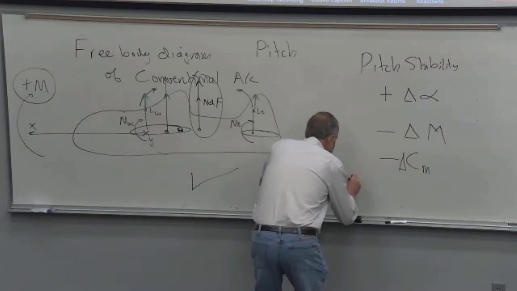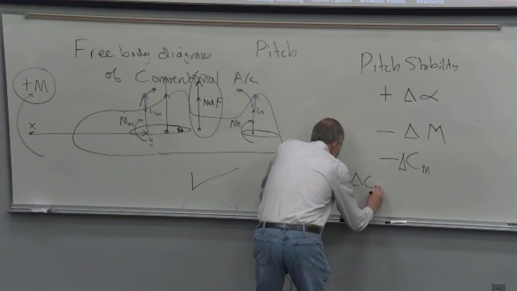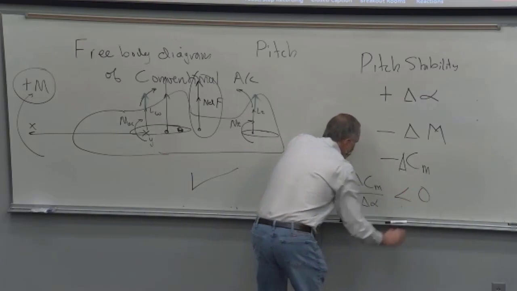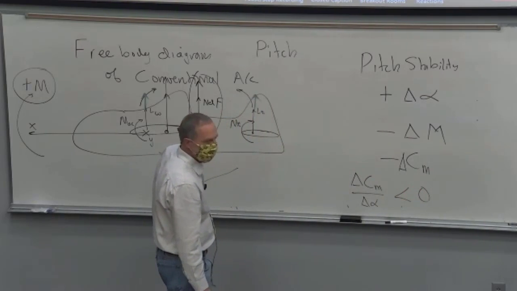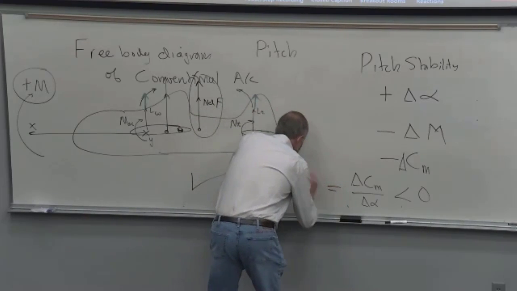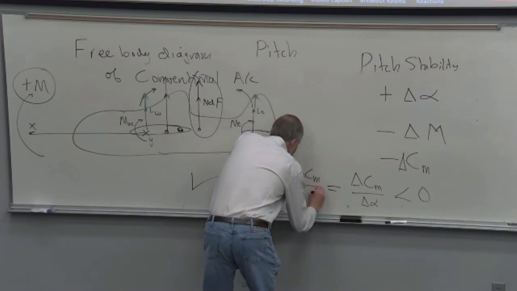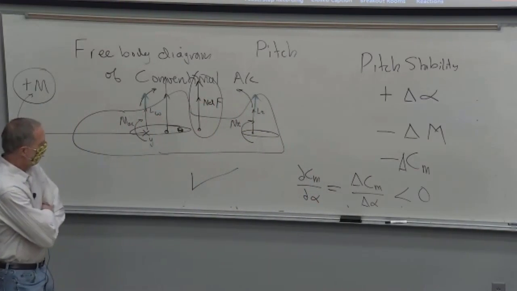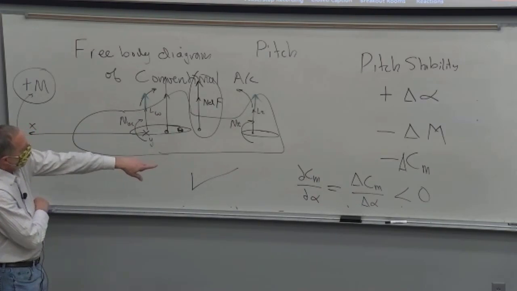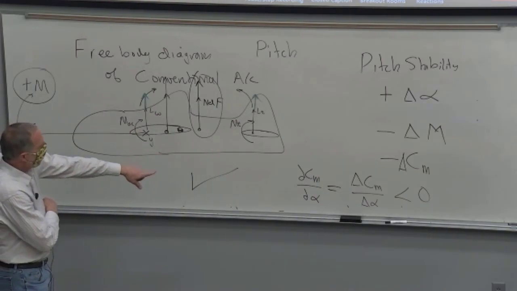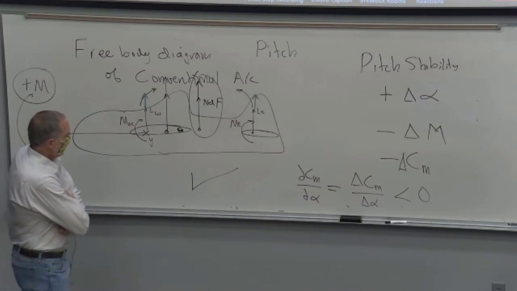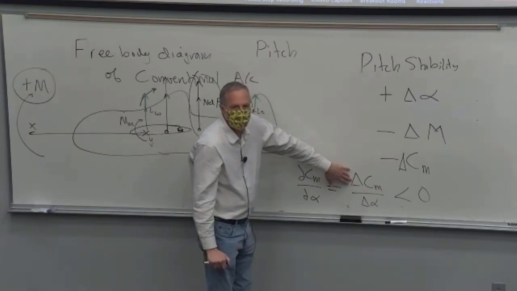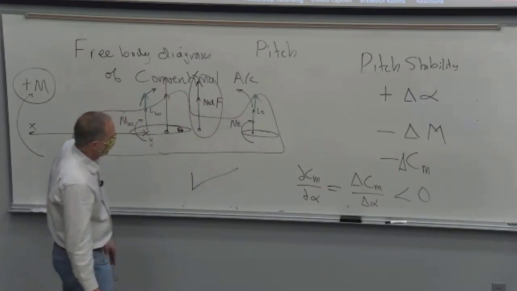So we'll actually write that as a ratio. We want it to be less than zero, negative, or in the limit, we'll write this as the change in the pitching moment with respect to angle of attack needs to be negative. So we'll actually calculate Cm, take the derivative of it, and see whether it is negative or positive. This says if you have a positive alpha change, we want a negative pitching moment change, and that gives us the stability.